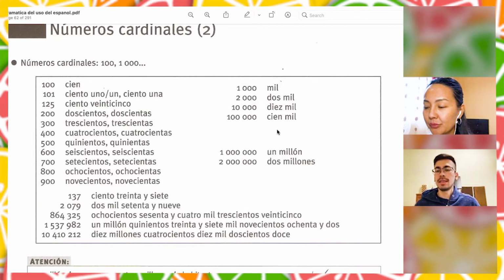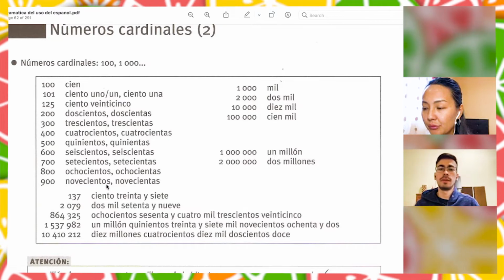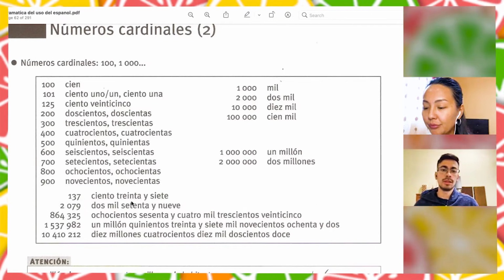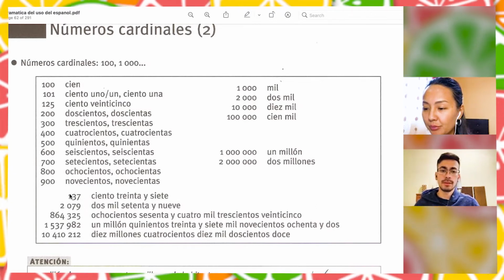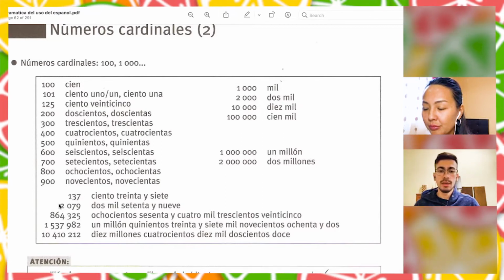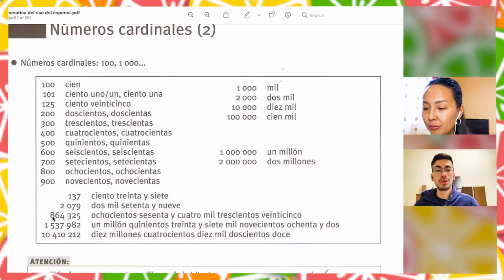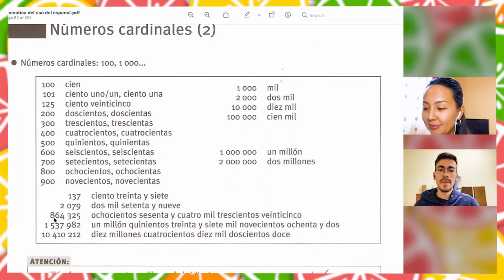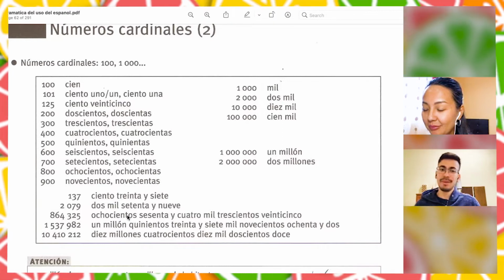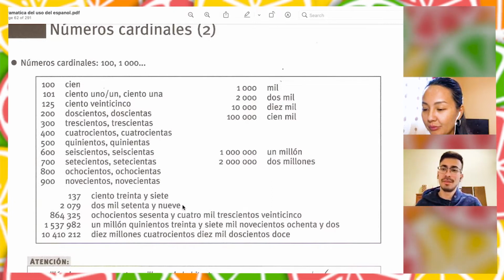So if we realize, we always add the same numbers in the beginning or in the end. For example, in the end, 137. I see. For example, here, 2,000, the first one, and 79. Or 864,000, because it's the first part, 325. It's maybe a little bit difficult, but once you remember them, it will be easy.